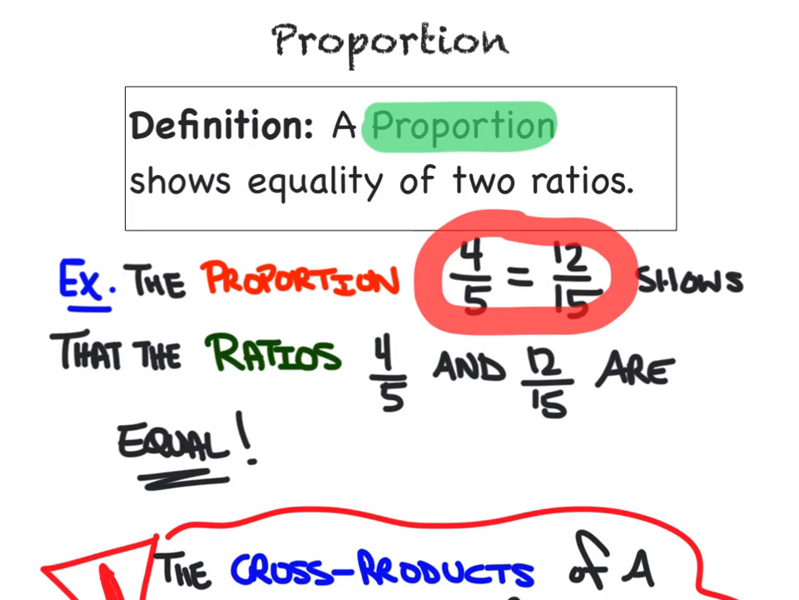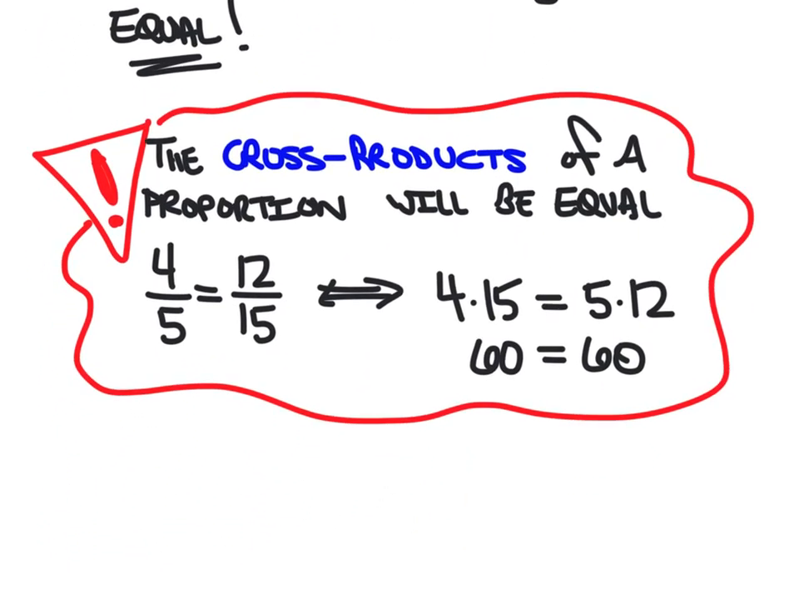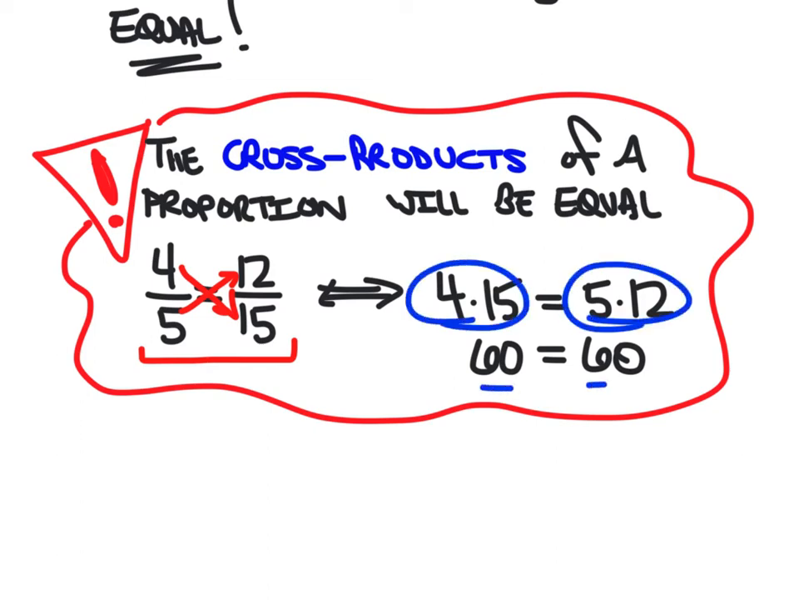ratios. So let's look down here at one important note about this. The cross products of a proportion will be equal. So if you take this proportion, 4/5 equals 12/15, and you cross multiply, so 4 times 15, and set that equal to 5 times 12, those are the cross products. These two pieces here are called the cross products. And you'll see that they're both 60. So provided that we have a proportion, the cross products will always be equal.